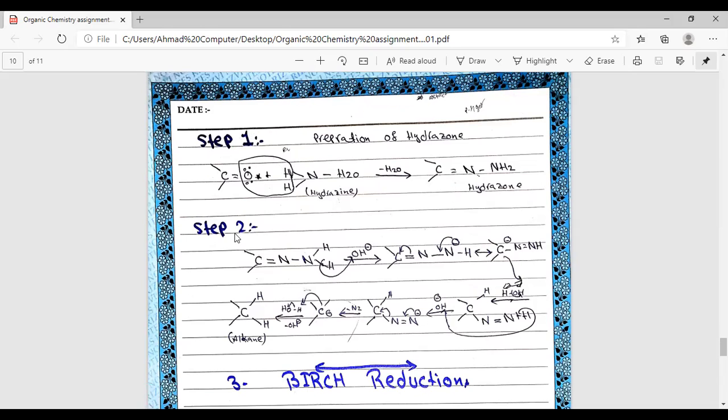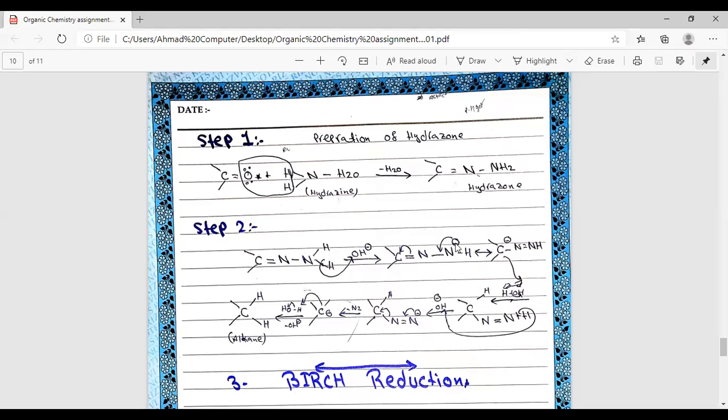In this step two, this hydrazone. In the second step, potassium hydroxide abstracts the acidic protons, and we get this structure.